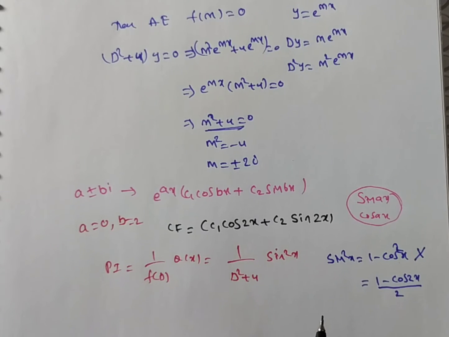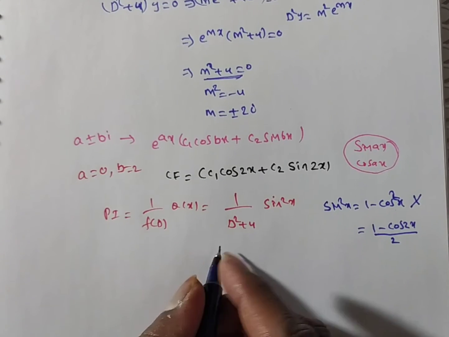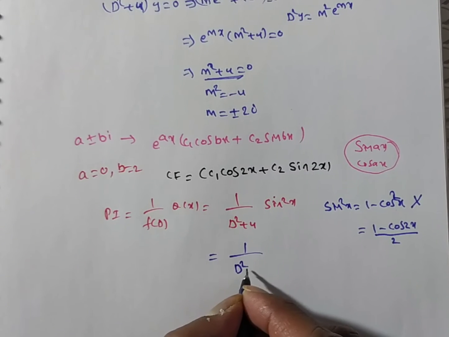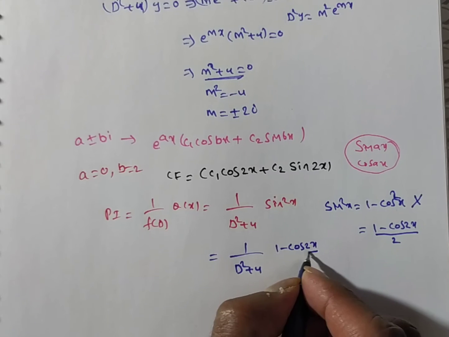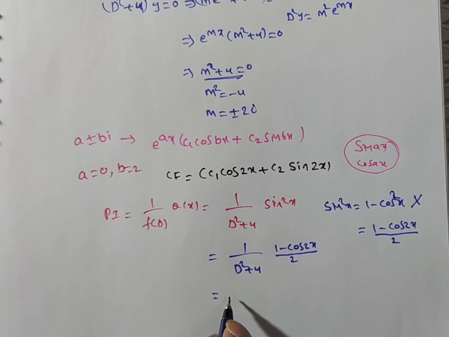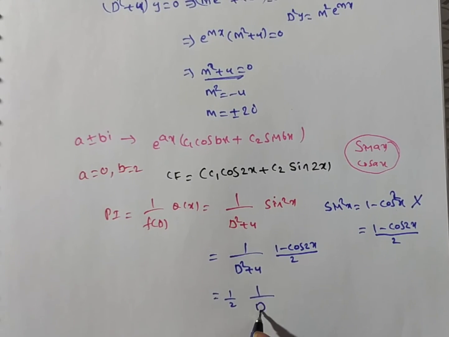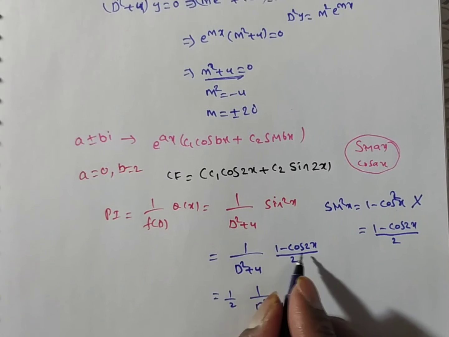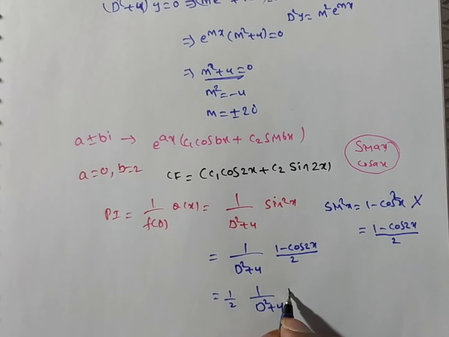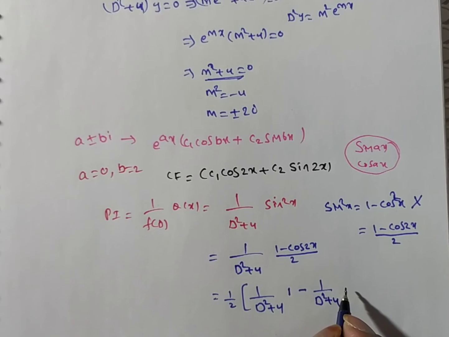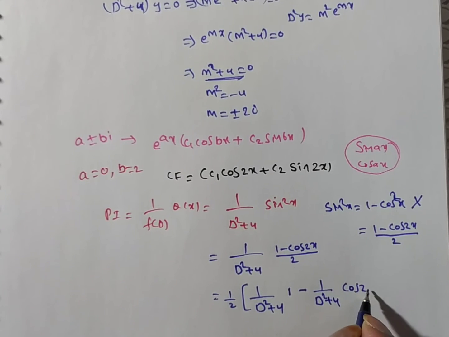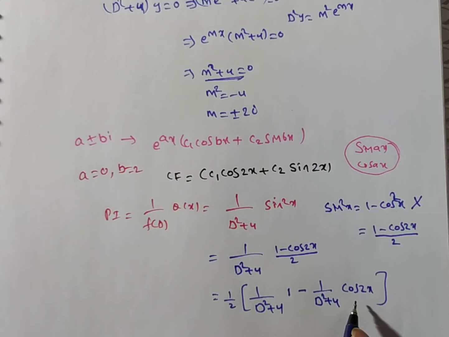1 minus cos 2x by 2. Yes, you can apply. So this is equal to 1 by D square plus 4, and I can write 1 minus cos 2x by 2. So you can also write it as 1 by D square plus 4 of the sum of the two terms. Of course, negative is there, and the 1 by 2 I have written outside. Then I can write this as 1 by D square plus 4 into cos 2x. Now you see friends, the right side has cos ax. Yes, you can apply cos ax.